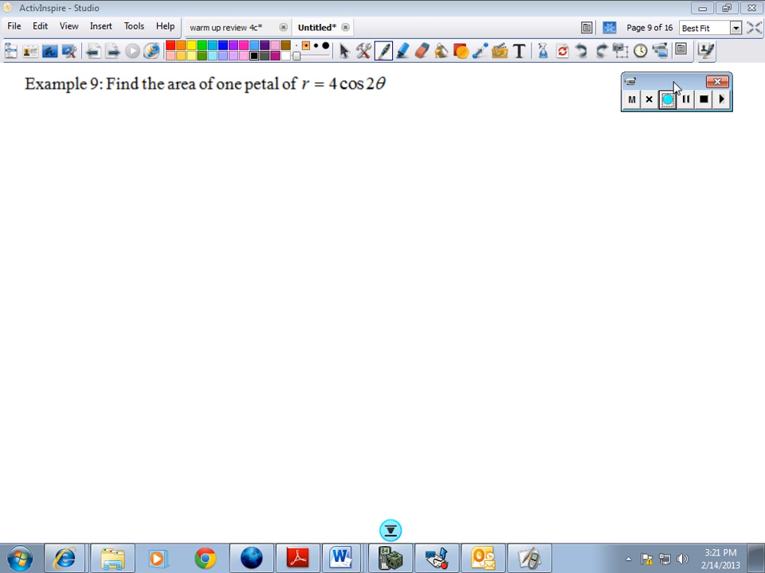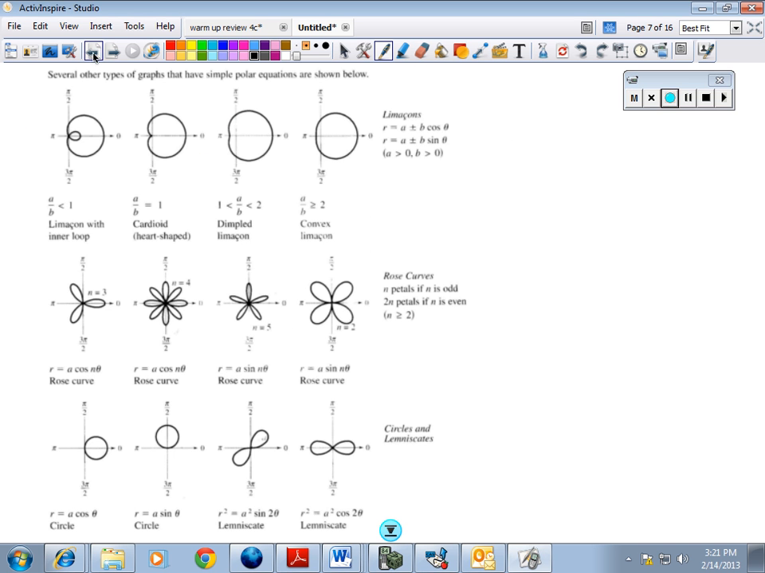Okay, polar, example 9. It says find the area of one petal of 4 cosine of 2 theta. And if we go back here, if n is odd, there are n petals, and if n is even, there are 2n petals. Because it's cosine, cosines always start on the x-axis, and sines are oriented up and down. The cosine always has at least one petal on the x-axis.